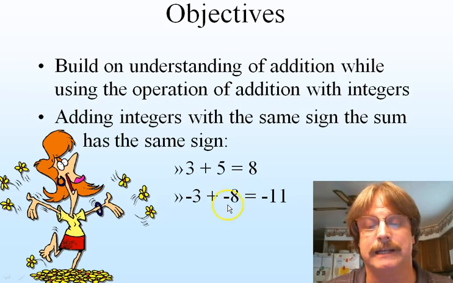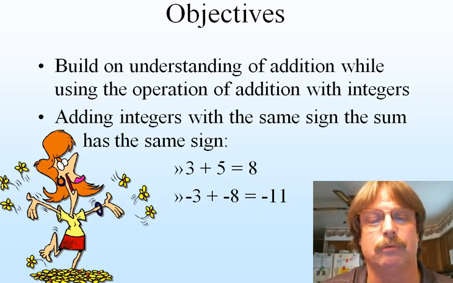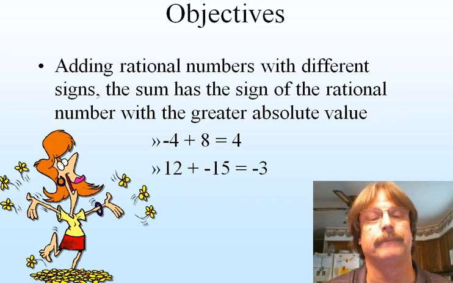Negative 3 plus a negative 8 equals negative 11. Both of these are negatives. 3 plus 8 equals 11, so you have a negative 11. So we learned that back in module 1.2, or lesson 1.2.